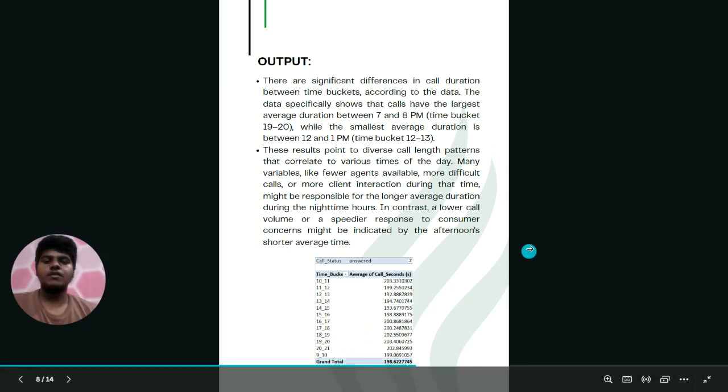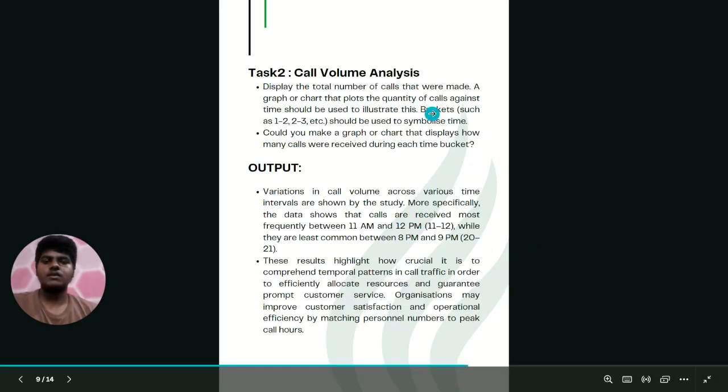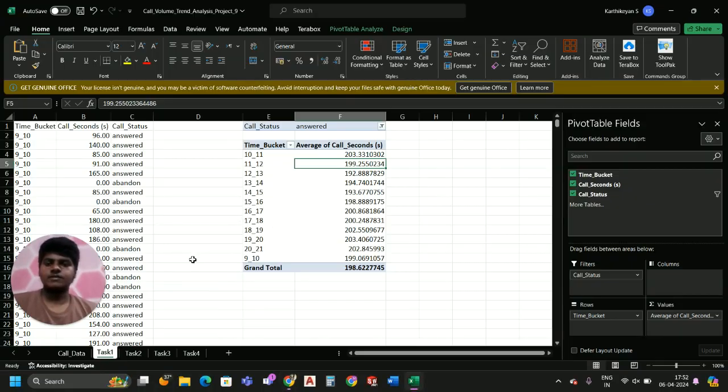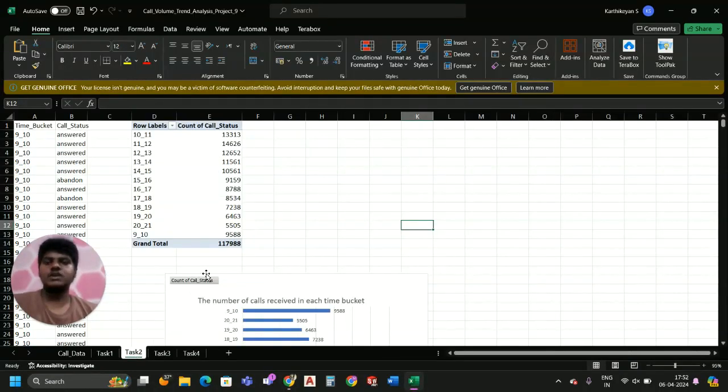So this is what I have performed in the Excel. Coming to task 2, which is to analyze the call volume: create a visual representation showing the total number of calls received during each time interval, using the time bucket to symbolize different time periods. Let's go to the Excel. So this is task 2. I have taken the time bucket and the call status to know the number of calls received during the time bucket.